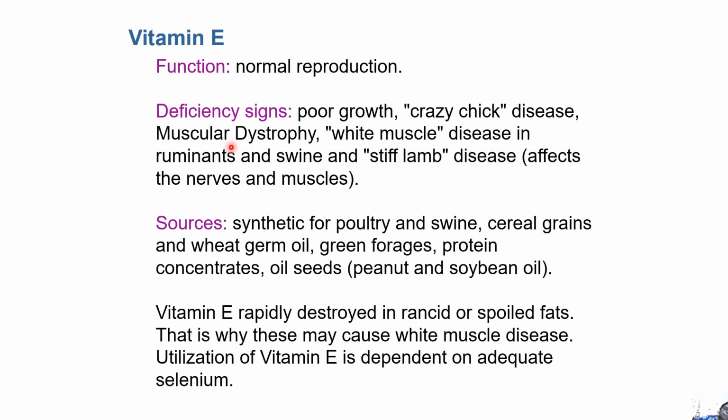Then we have vitamin E, whose function is normal reproduction. Deficiency signs are poor growth, crazy chick disease, and muscular dystrophy. Sources can be synthetic for poultry and swine, cereal grains and wheat germ oil, green forages, protein concentrates, oil seeds, etc. Vitamin E is rapidly destroyed in rancid or spoiled fats. That is why these may cause white muscle disease. Utilization of vitamin E is dependent on adequate selenium.